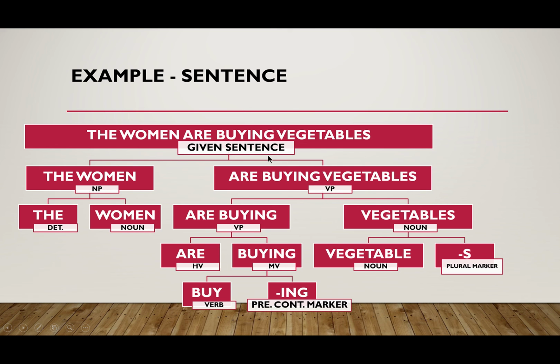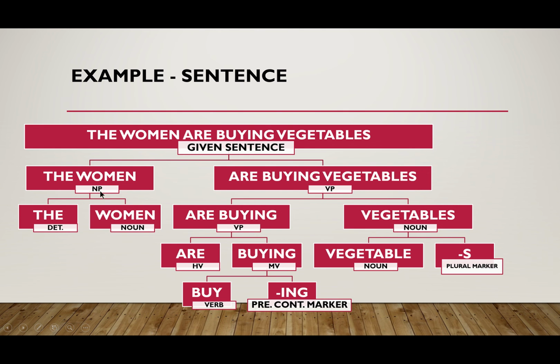Look at the sentence carefully. The women are buying vegetables. In a grammar class, you will divide them into subject and predicate. But in IC analysis, you will look at the words that precede the verb. So what are the words that precede the verb? The and women. And what are the words that are with the verb? Are buying vegetables. So you divide the sentence into the women and are buying vegetables.